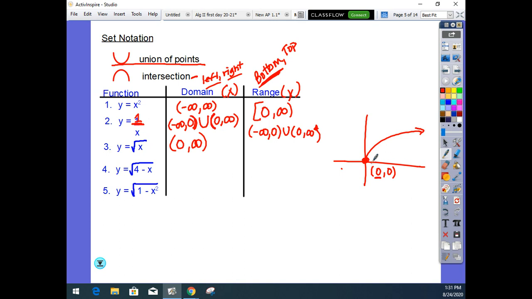Range is bottom. What's the bottom part of the graph? Starts at the y value, including 0. Oh, shoot. We should have included that. So you could have yelled at me if you're in class. And it goes all the way up to infinity.